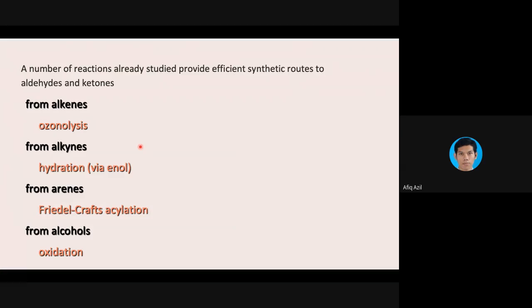Sorry. So there are a number of ways in which you can synthesize aldehyde and ketone. I have put here 4 types, depending on the type of starting material that you want to use. If you have alkenes, the reaction will proceed via ozonolysis. If you have alkyne, then you can just hydrate it, hydration via enol. If you have arenes, an aromatic compound like benzene, you can obtain aldehyde and ketone through Friedel-Crafts acylation. And if you have alcohol, then it can be converted into aldehyde and ketone through oxidation reaction.